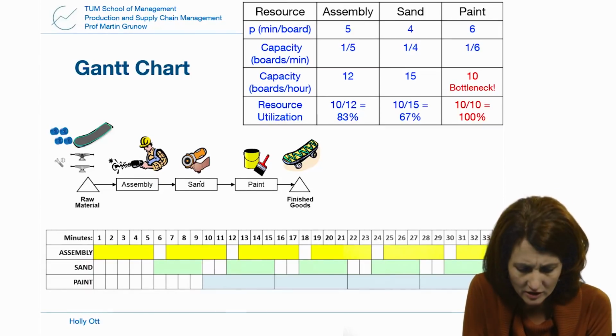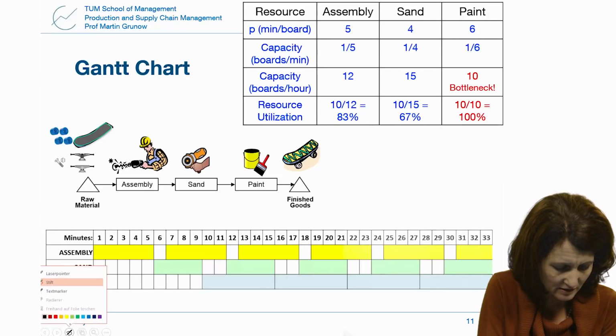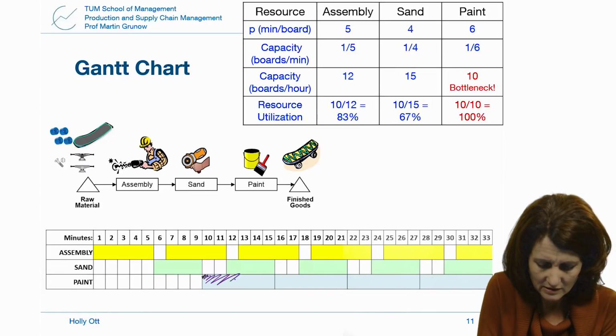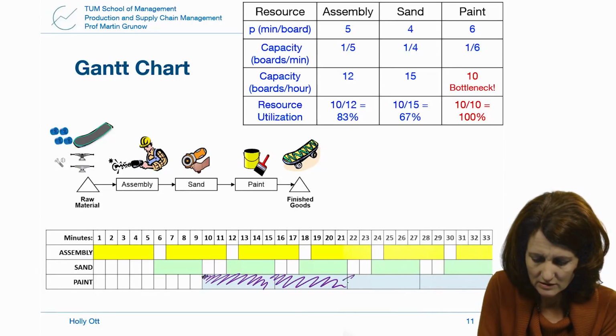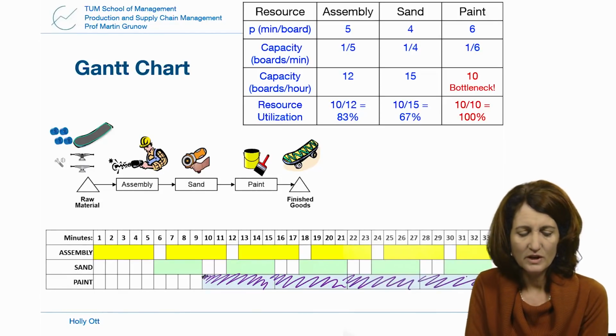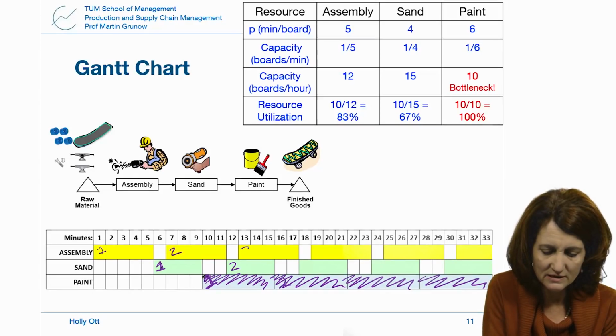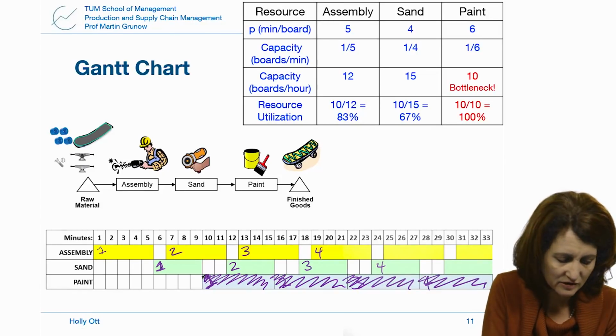So here we see the Gantt chart. Unfortunately, the color is a little bit off, but you can see that when you download the slides. What we're showing here is the assembly for the first board. The sanding for the first board continues. And then the painting for the first board continues here. Second board starts, assemble, sand and paint. Third board starts, assemble, sand and paint. Fourth board starts, assemble, sand and paint. And so forth and so forth.